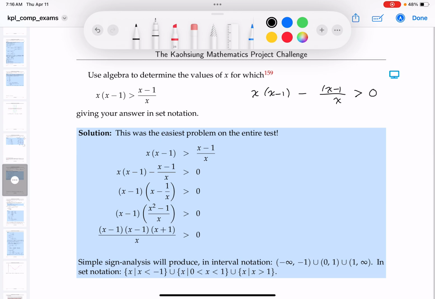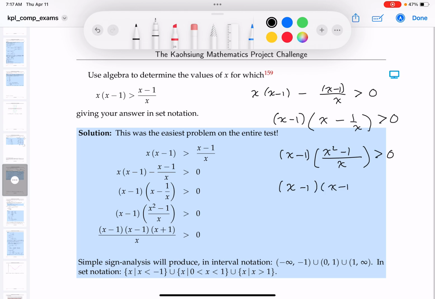The next thing I would do, I'd factor out a common factor, and that common factor is just x minus 1. So I'm trying to get it factored now. What are you left off with? x minus 1 over x. And this is still greater than 0. What do you get now? I'm going to try to get that fraction into one term, by the way. And that would be x squared minus 1. Now I'm starting to realize I can factor further. So I get x minus 1, and this would be x minus 1, x plus 1, all over x, greater than 0.